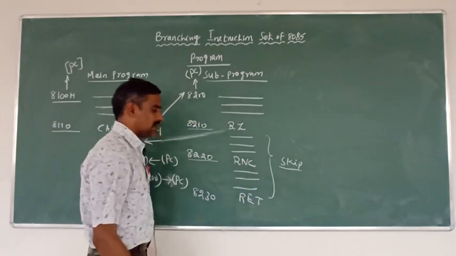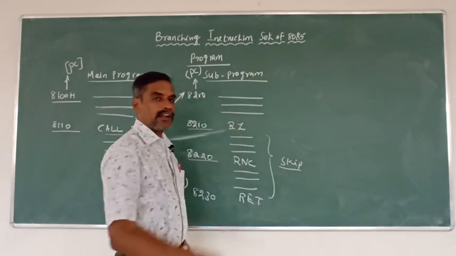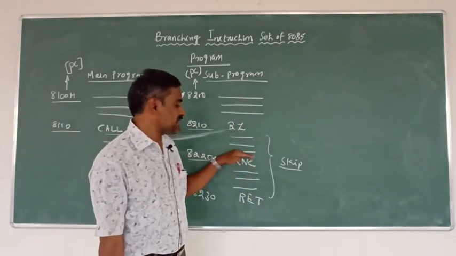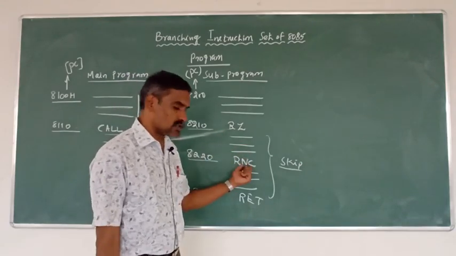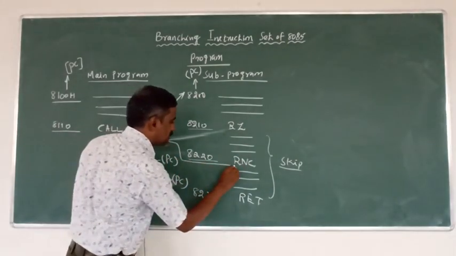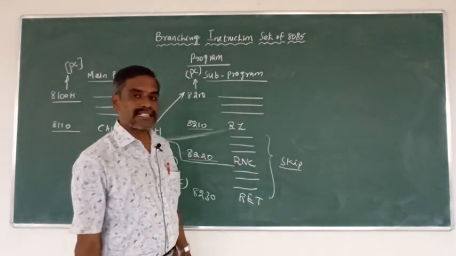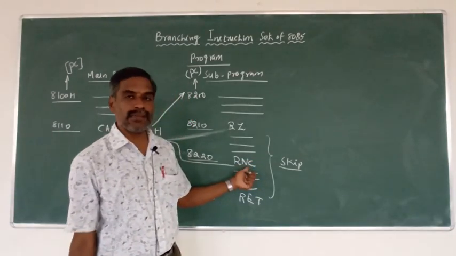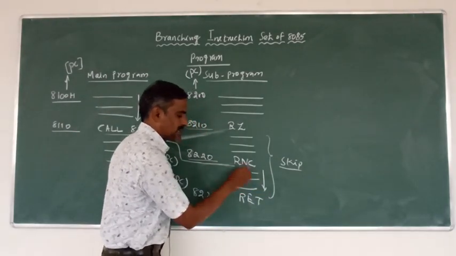Next, after reaching the 8200 address, there will be another conditional return instruction, RNC. RNC means return if result is no carry. It will check the previous instruction result, whether it is carry or not. If the result is no carry, it returns back to the instruction next to the call when this condition is satisfied. Suppose the result is carry. Then this condition will be unsatisfied, and it will execute the next address location data.